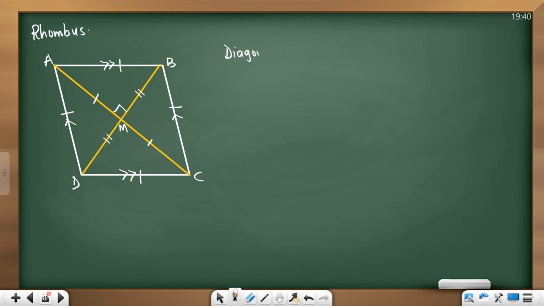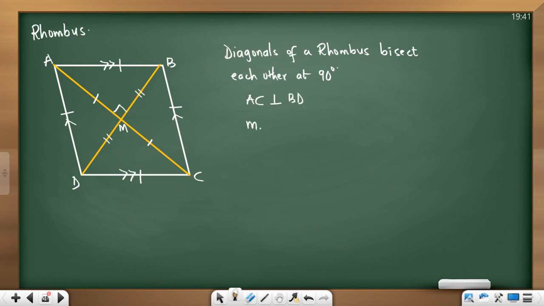The diagonals of a rhombus bisect each other at 90 degrees. Which makes what? AC is now perpendicular to what? BD. Do you remember that? Therefore, the gradient of AC multiplied by the gradient of BD would be negative 1. AMD B becomes a right angled triangle.